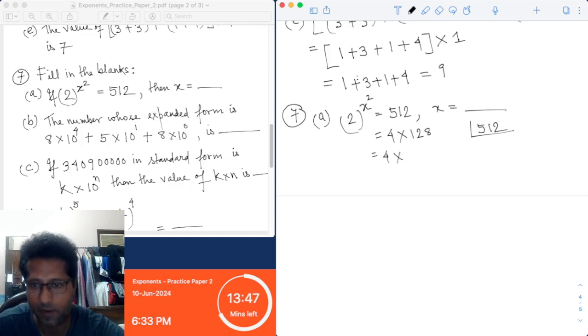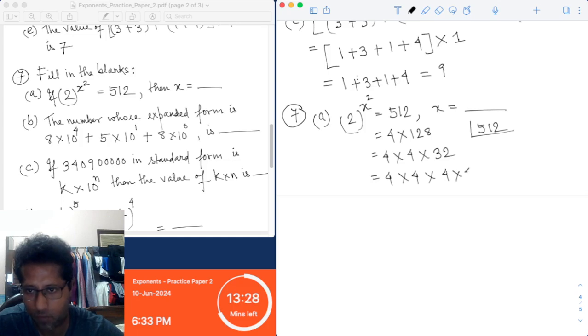If we again factorize 128 and take out 4 as a factor, we get 32. This is nothing but 4 into 4 into 4 into 32. Again we know 4 into 8, and 8 is again 4 into 2. So these are the factors, and we have to express it as an exponential where the base is 2. How many 4s do we have? We have 4 into 4 into 4 into 4.